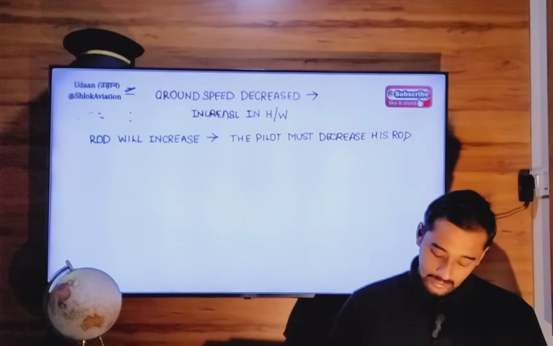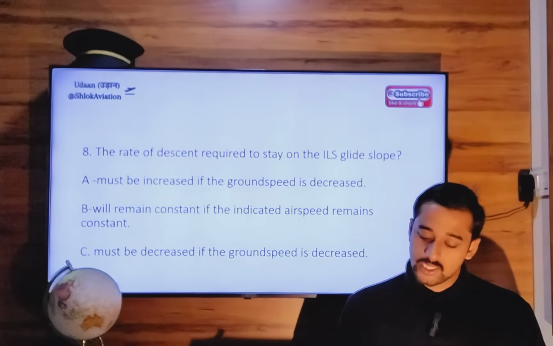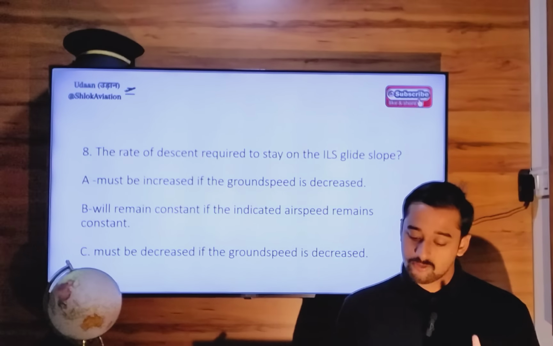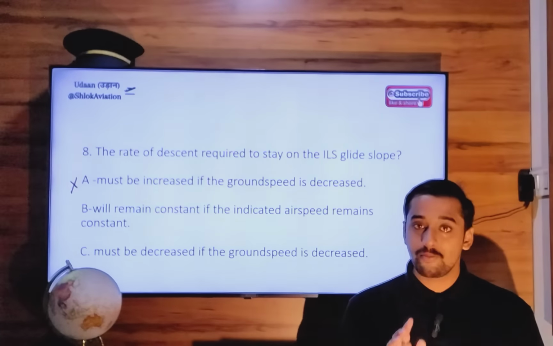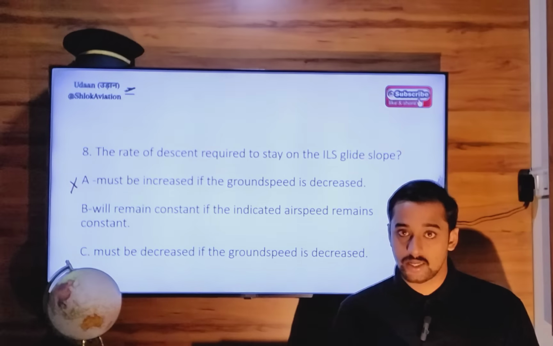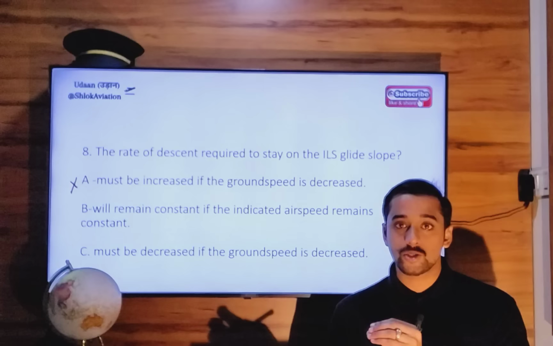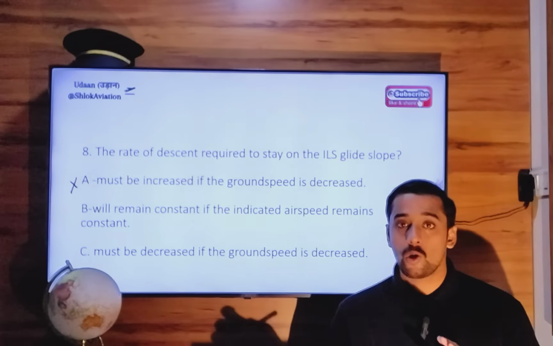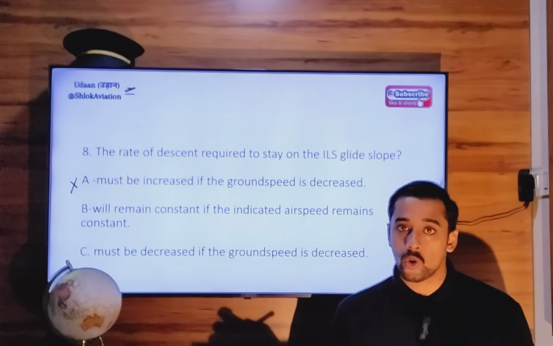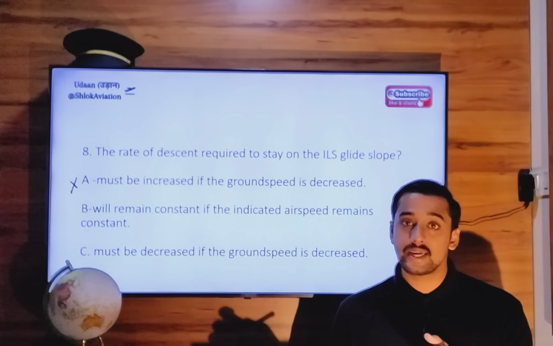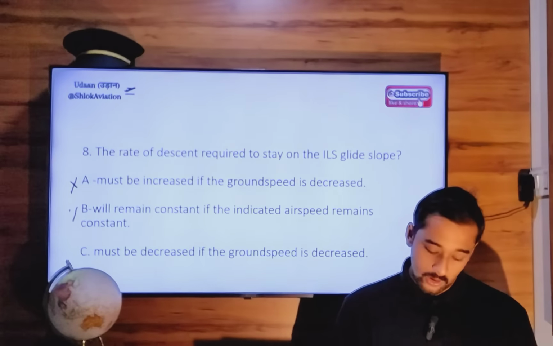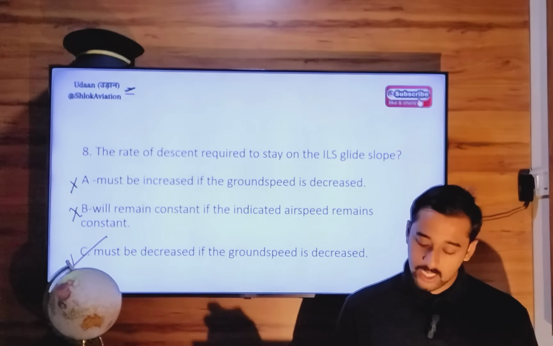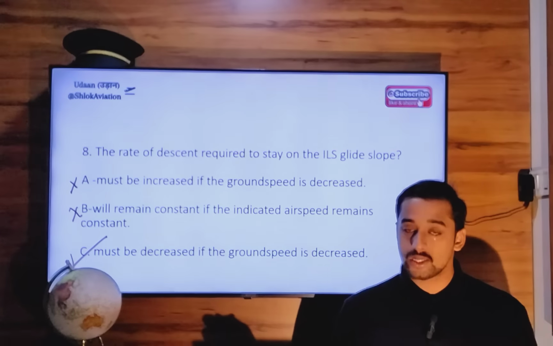Remember this. Okay. So the rate of descent required to stay on the glide slope must be increased if ground speed is decreased? No. You as a pilot will not increase your rate of descent, because of decrease in ground speed, your rate of descent will already increase on its own. You have to correct that and decrease it. Will remain constant? Rate of descent will not remain constant. So option Charlie is correct. Must be decreased if ground speed is decreased.